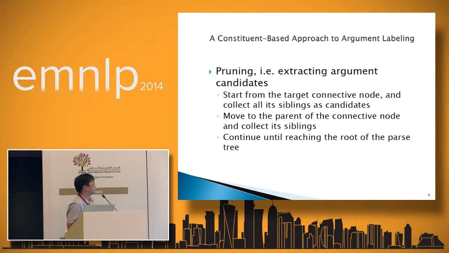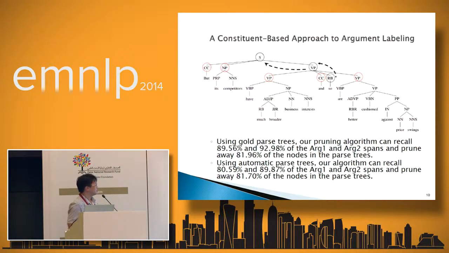For the first step, which we refer to as pruning, we extract the argument candidates from the parse tree, and we can do this by using a recursive algorithm. This is similar to the one in semantic role labeling. First we start from the target connective node, and we collect the siblings of this node as the argument candidates. Then we move to the parent of the connective node and collect the siblings of the parent, and we keep doing this until we reach the root of the parse tree. As an example, in this parse tree, the connective node is here, the RB.